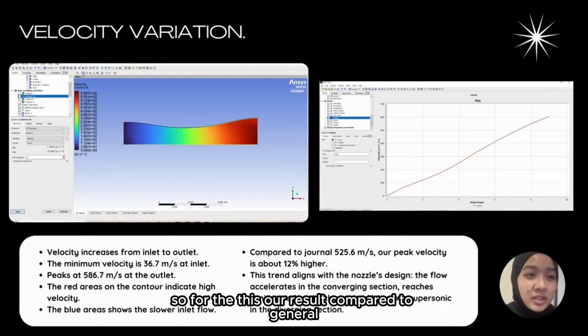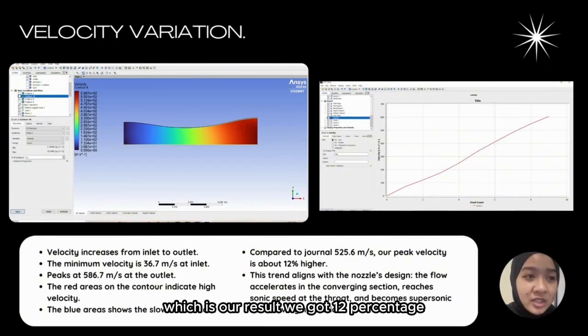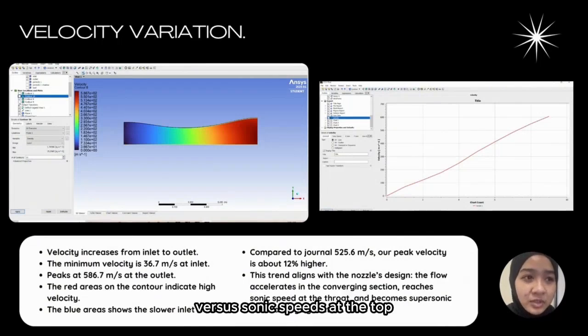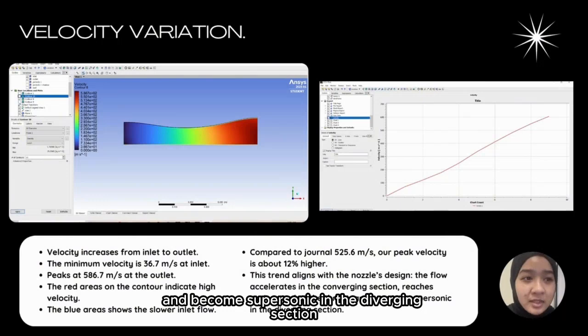For our result compared to the journal, our velocity percentage is higher than the journal. Our result got 5%, and the journal got 5 to 5.6 meters per second. So our nozzle design shows the flow accelerating in the converging section, reaching sonic speed at the throat, and becoming supersonic in the diverging section.